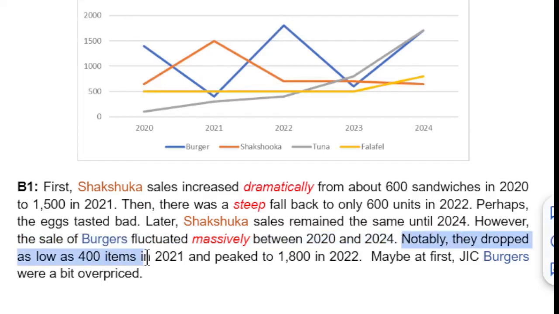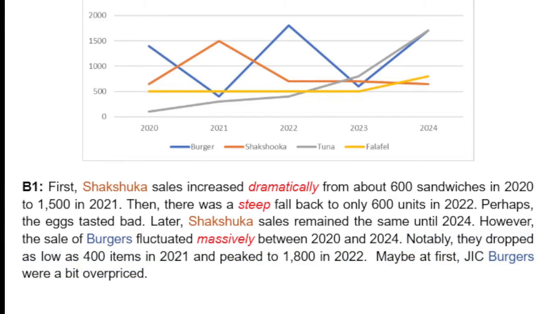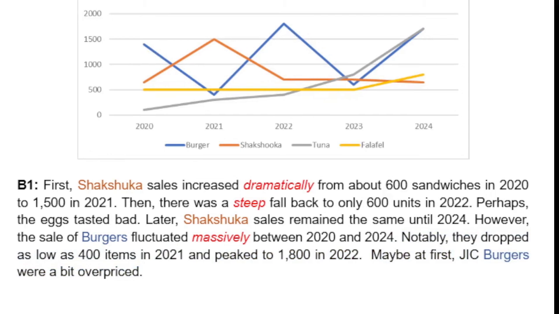Notably, they dropped as low as 400 items in 2021. If we go to 2021, it's low there. And peaked, means the highest, to 1,800 in 2022. So I'm only drawing attention to those two, that decrease and that increase. The reason, maybe at first, JC burgers were a bit overpriced, and there's my opinion, my comment related to that.